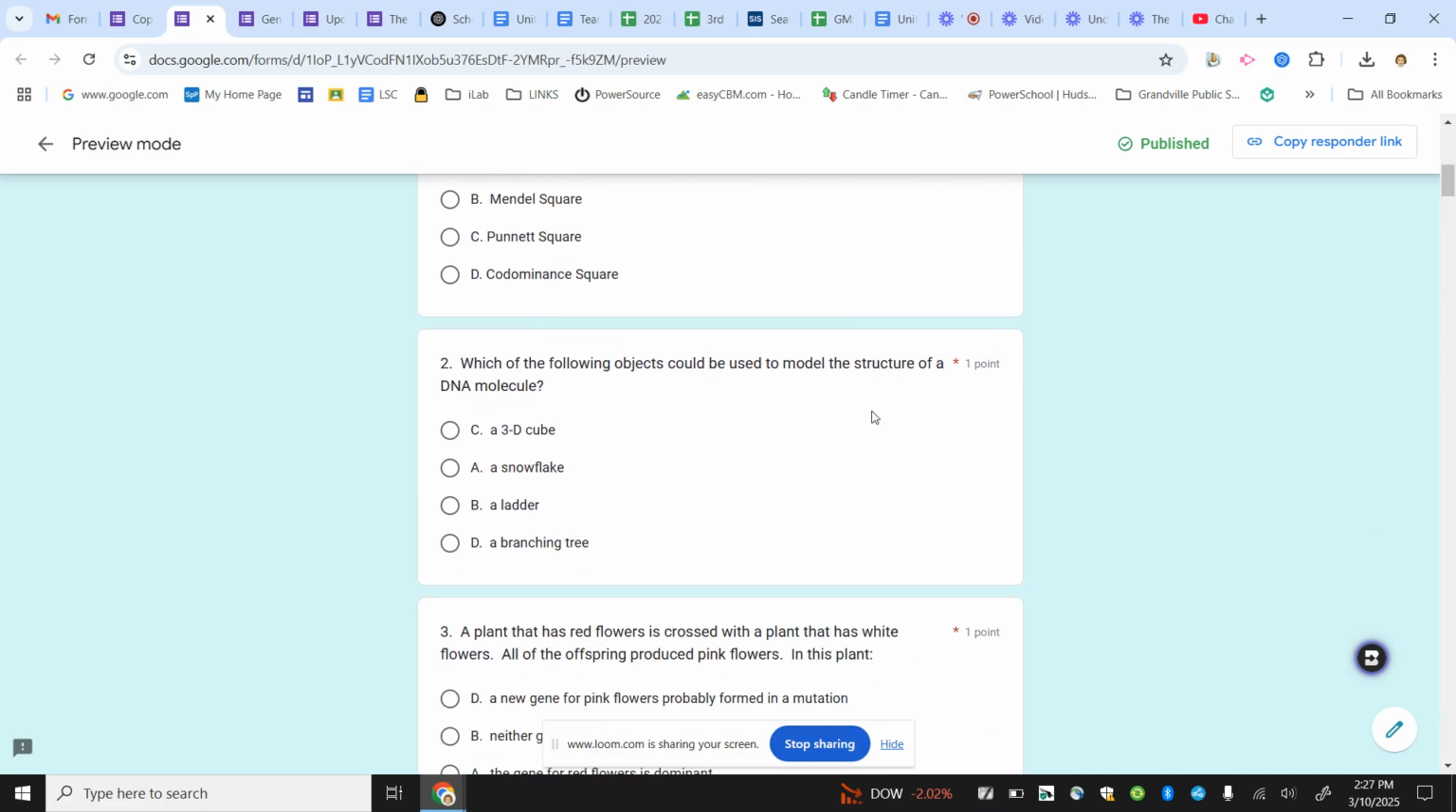Number 2, which of the following objects could be used to model the structure of a DNA molecule? A, a snowflake, B, a ladder, C, a 3D cube, D, a branching tree.